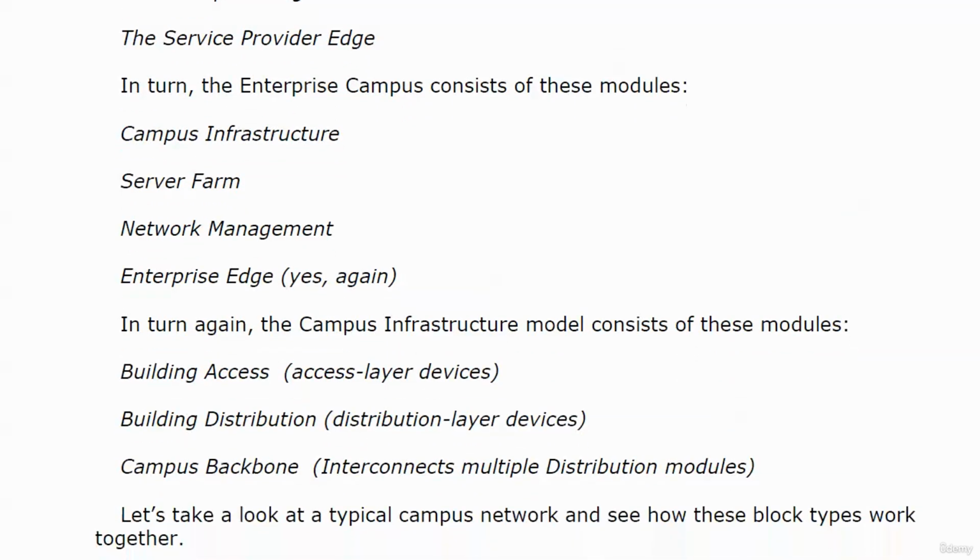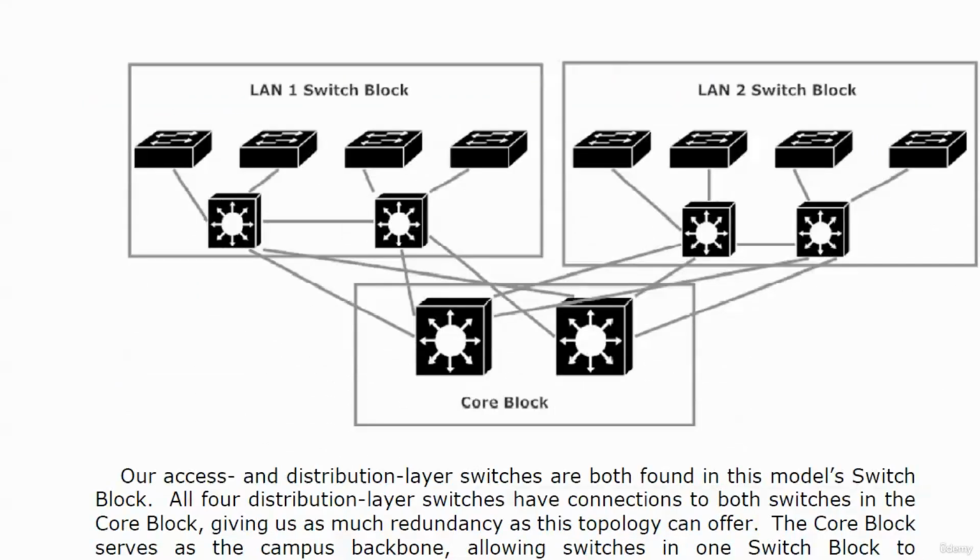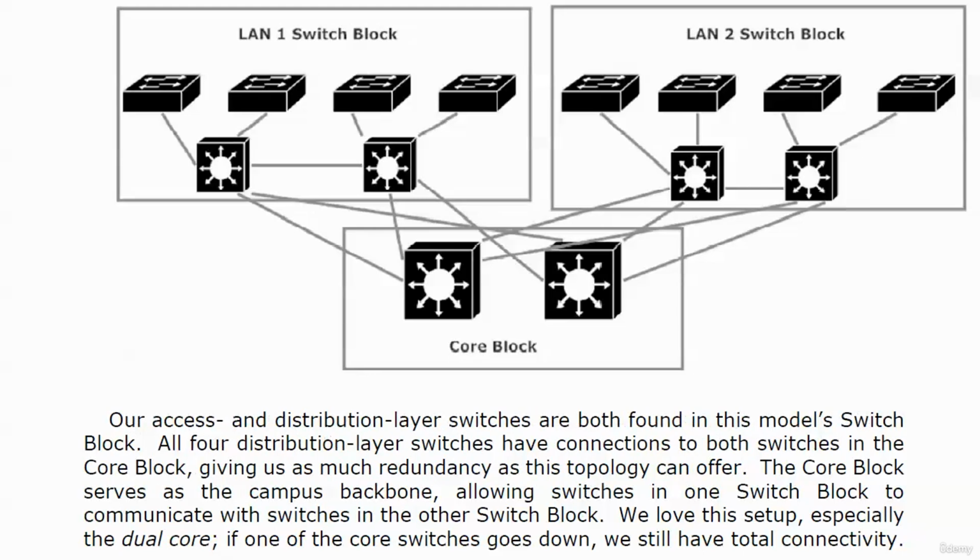Let's take a look at a typical campus network and see how these block types work together. There are a couple of switch blocks, LAN 1 and LAN 2. Let me slide that over. And a core block. Now, our access and distribution layer switches are both found in this model's switch block. And all 4 distribution layer switches have connections to both switches in the core block, which gives us what? Plenty of redundancy. Now, in this situation, the core block serves as the campus backbone, and it allows switches in one switch block to talk to switches in the other switch block.